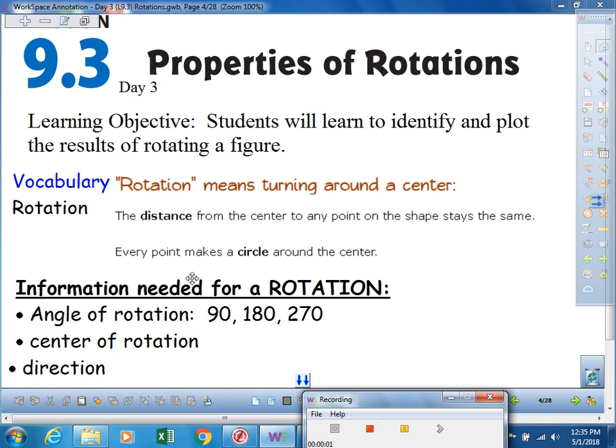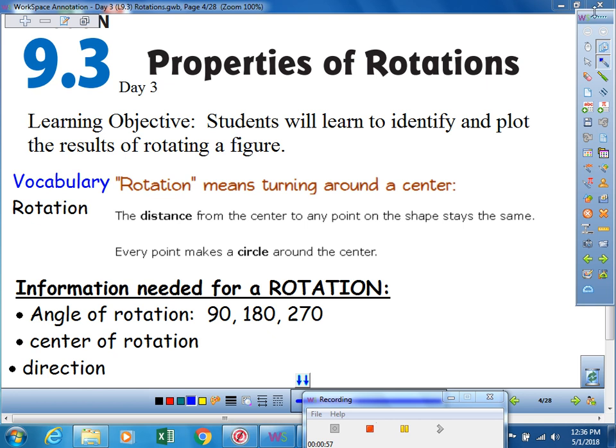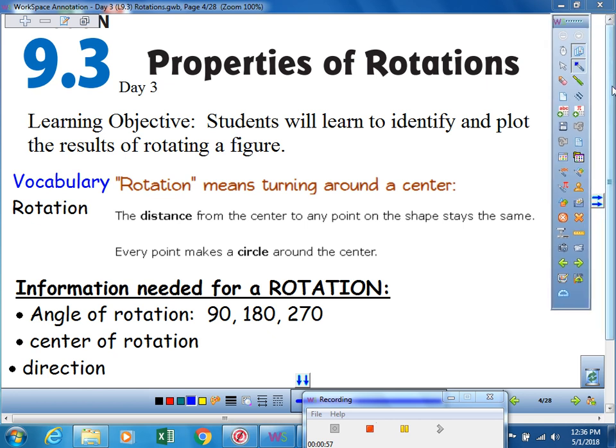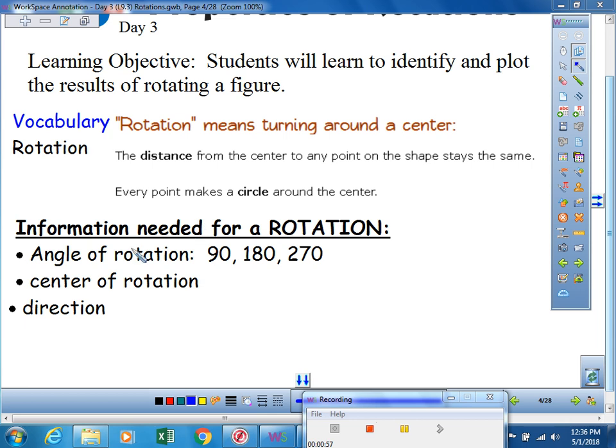And then we need the information on rotation. These are how we're going to turn. We're going to turn 90 degrees, 180, and 270. Our center of rotation will always be the origin. When you get into geometry and beyond, your point of rotation may not be the origin. But for now, our point of rotation will always be the origin.